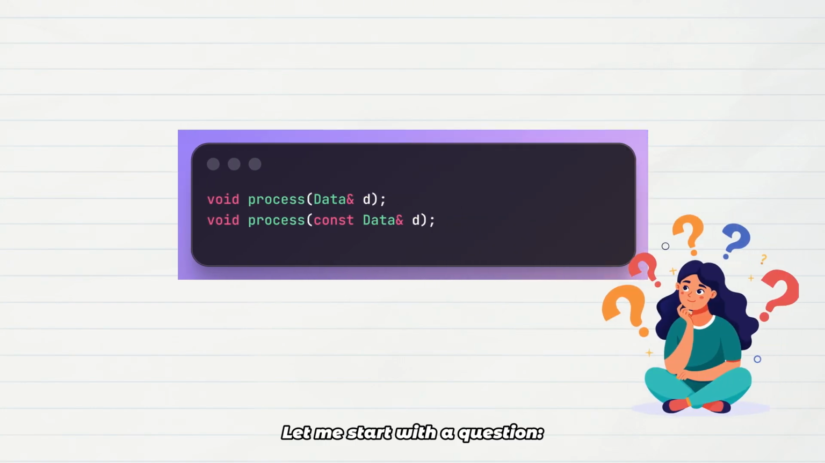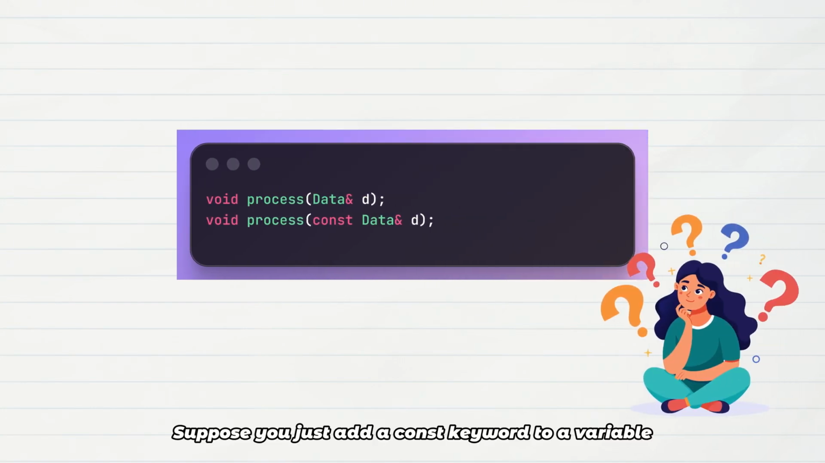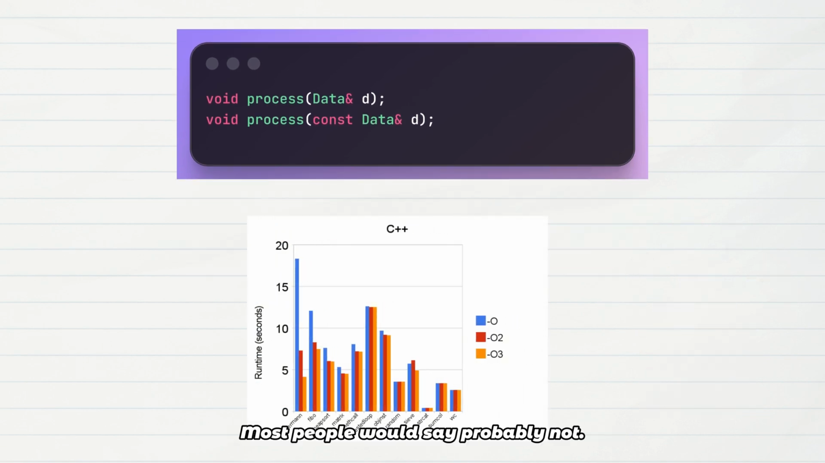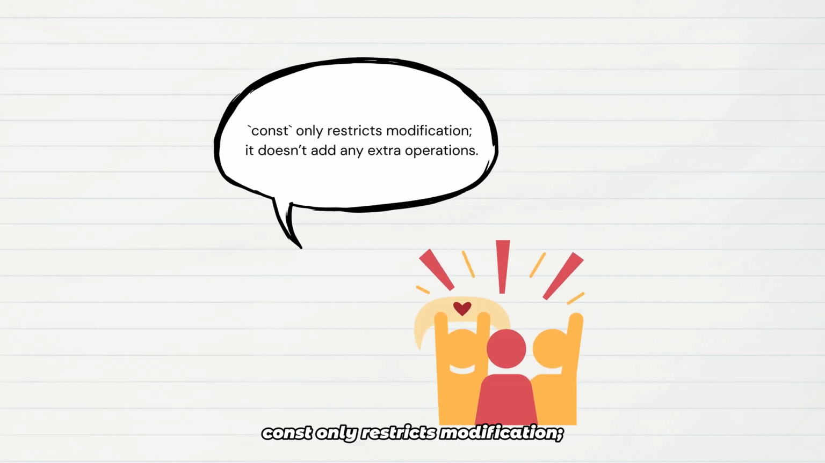Let me start with a question. Suppose you just add a const keyword to a variable or a function parameter in a piece of C++ code. Would you think it affects performance? Most people would say probably not. Const only restricts modification. It doesn't add any extra operations.